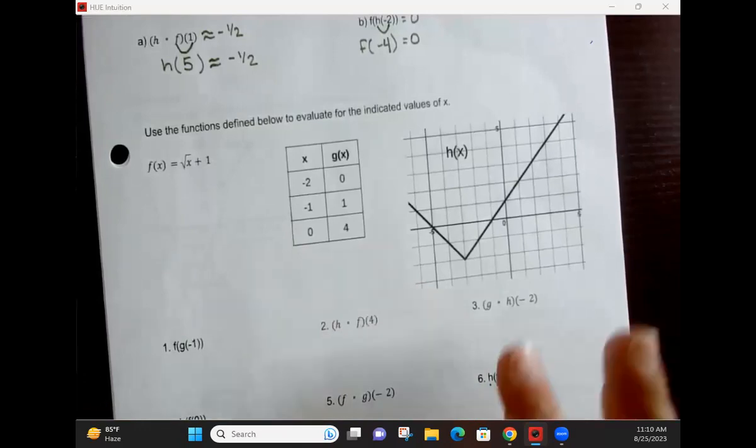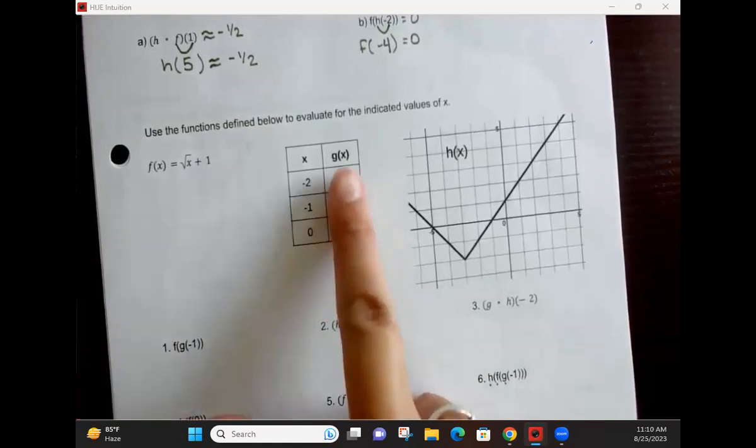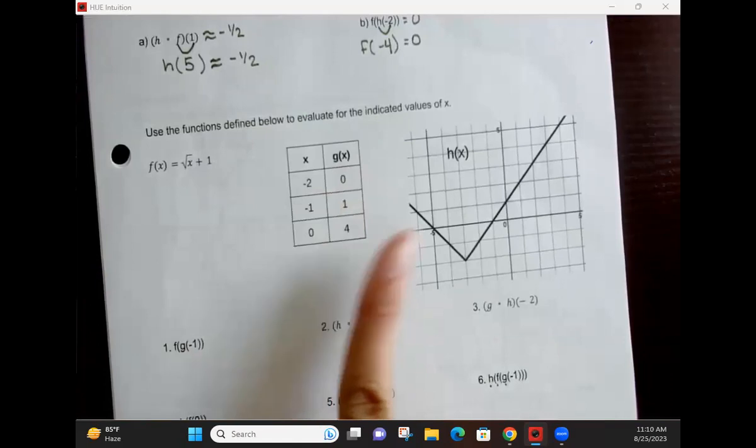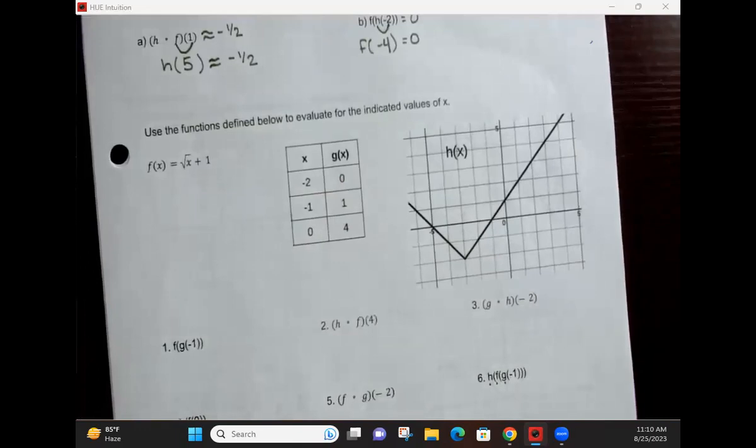And I want you to notice at the bottom here, you have f of x as a function, g of x as a table, h of x as our graph here, okay? So you've got these different representations that you're practicing with as you work through your composition practice problems. Okay. So those problems on the bottom are your homework for tonight. You have plenty of time to work on them and get them done and have no homework for the weekend.